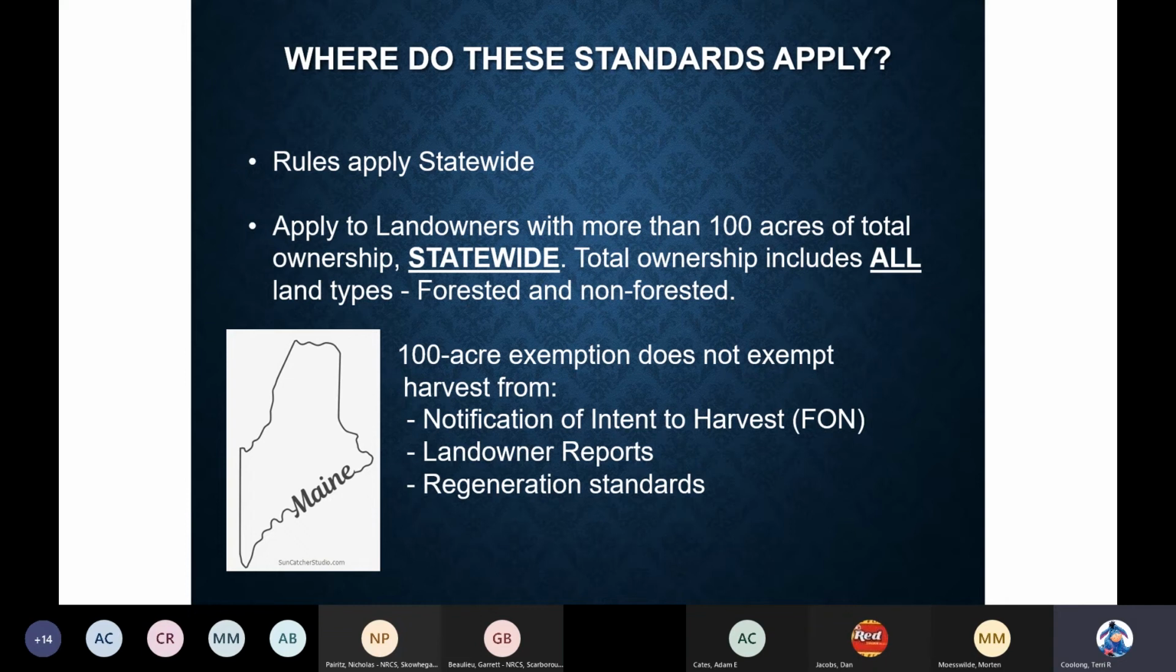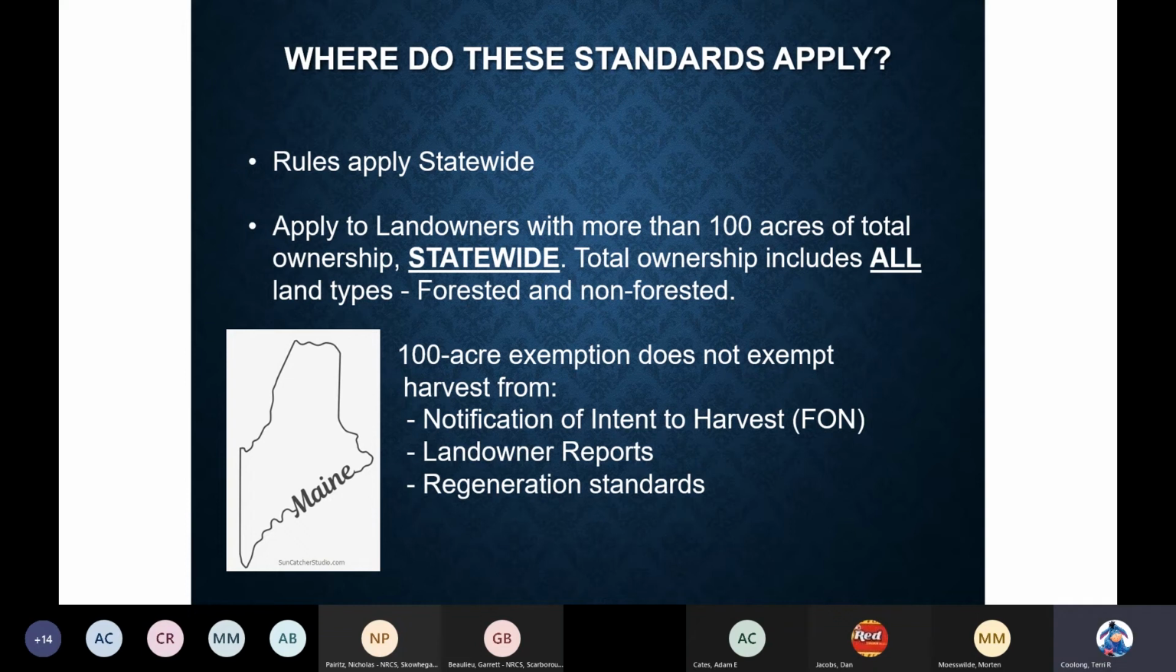They apply to all landowners that have more than 100 acres of total ownership. So if you have less than 100 acres statewide, you're exempt. That means if you've got a 97-acre woodlot, but you've got a 5-acre house lot, that puts you over 100 acres. So you would not be exempt. As it says there, forested or non-forested is counted in that total.